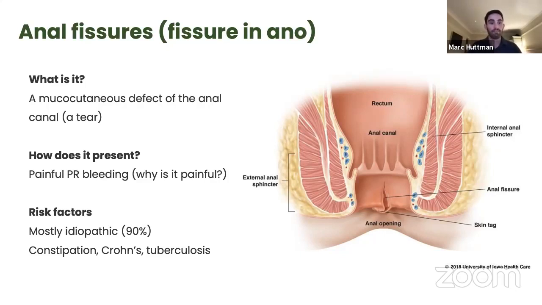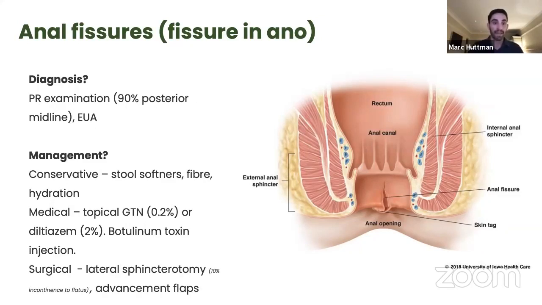So risk factors, mostly idiopathic, but as you can imagine, constipation, just a mechanical thing. If you're pushing out a massive poo, then it will tear sometimes. Also Crohn's and tuberculosis, systemic problems which cause inflammation everywhere. TB is surprising, I admit, but it's true.